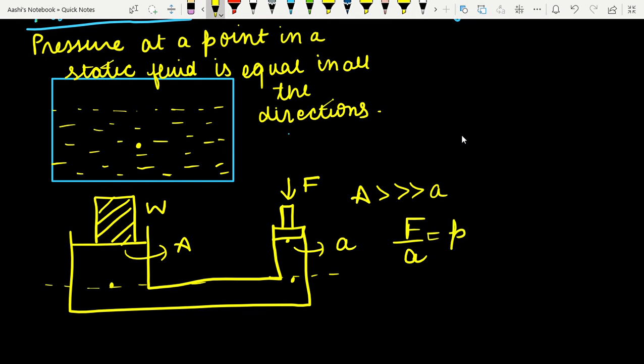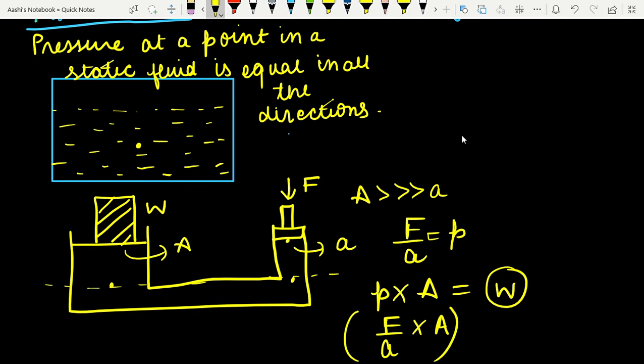The same pressure will be transmitted throughout the fluid equally in all the directions. And what is the force that you will be able to lift? P into capital A. Please note, this number will be very big because small a is very small, and the denominator is very small, so the overall quantity becomes very big. Through this application we are able to lift heavier objects by applying a small force. This is nothing but the application of Pascal's law.